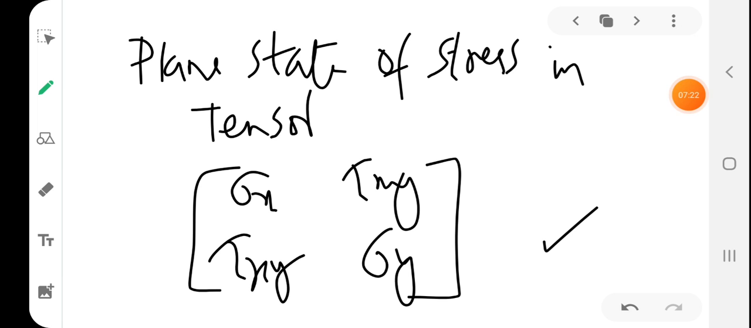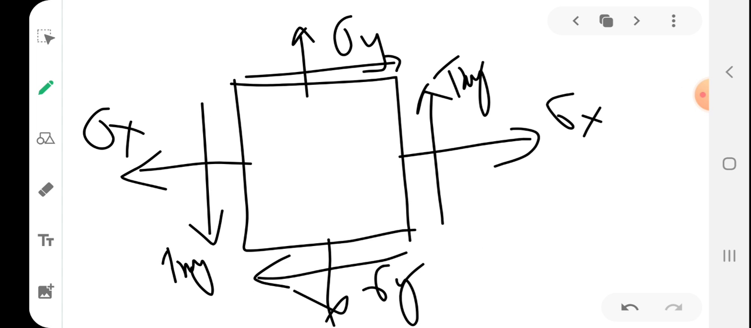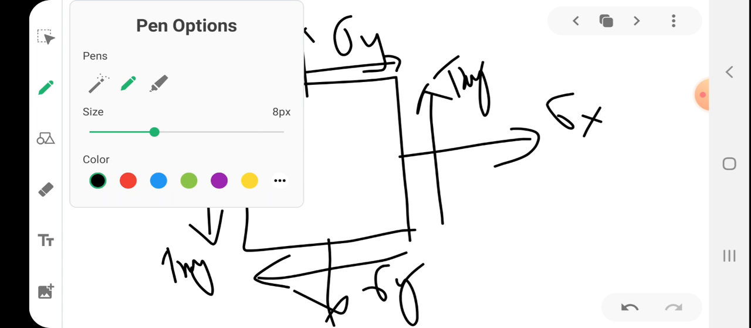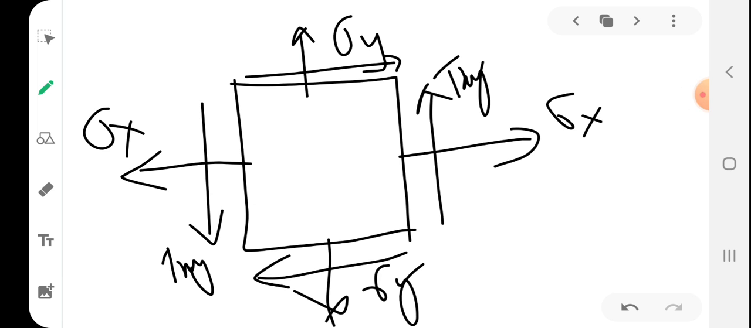Suppose you are asked to find the components of stress on a particular, unknown plane. I will show you in the figure. So here we have the plane state of stress. I am using another color. Suppose there is an oblique plane with a normal n, which makes an angle theta with the x direction. So n is the normal.